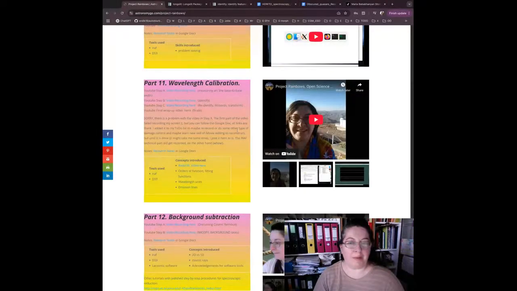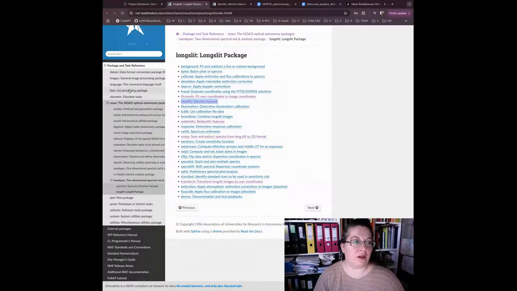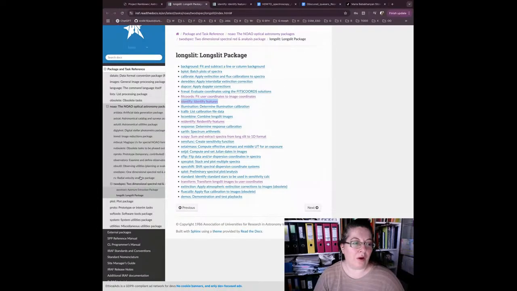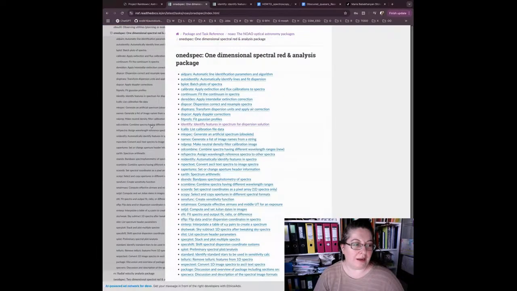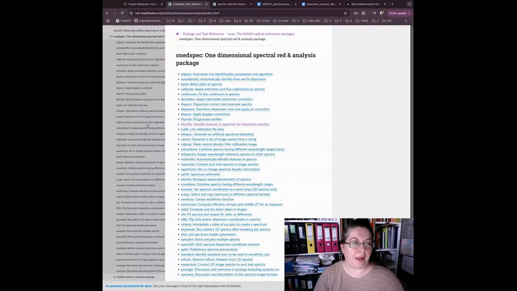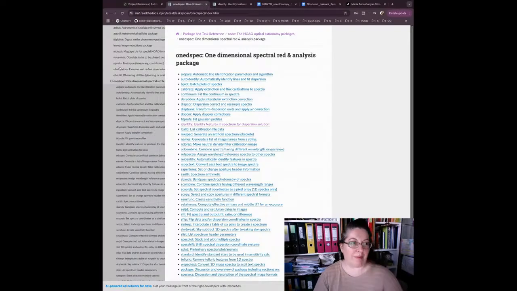So this is my project, and this is the NIO to this spec. It has commands such as identify, but there is the same identify, a command with the same name, a task with the same name under one spec package right here. Okay, I'm not really monitoring the chat.